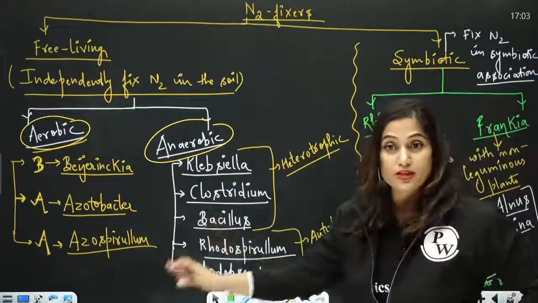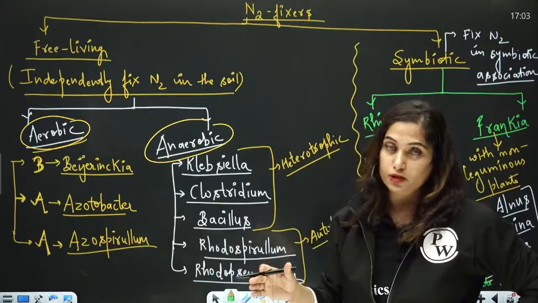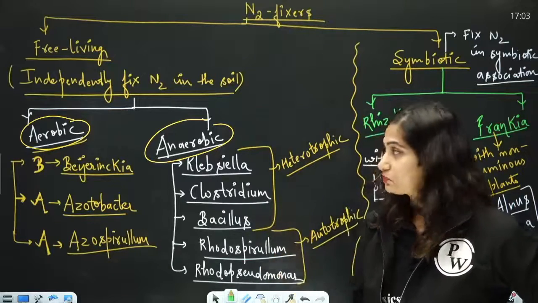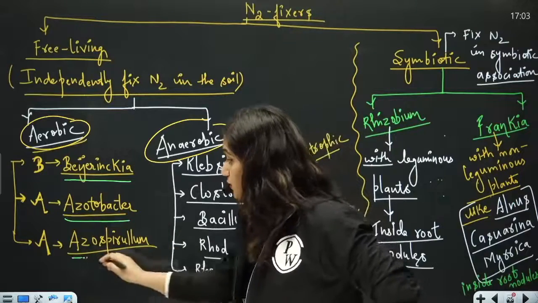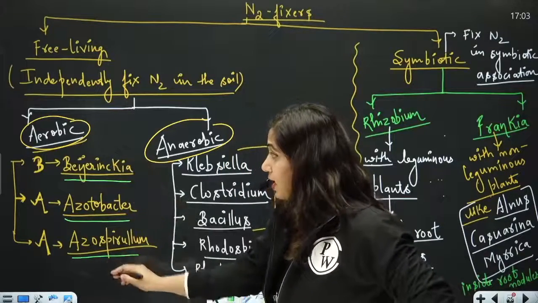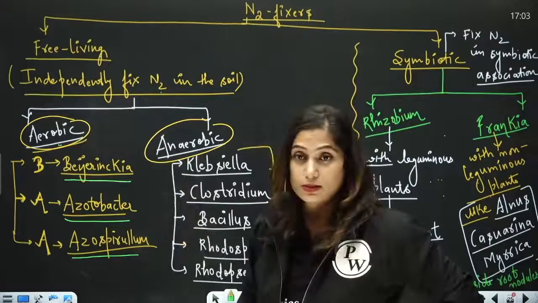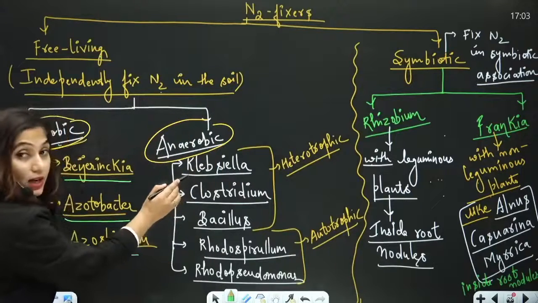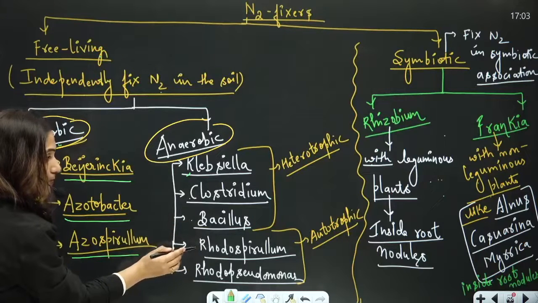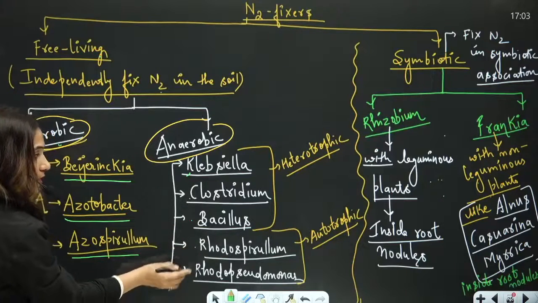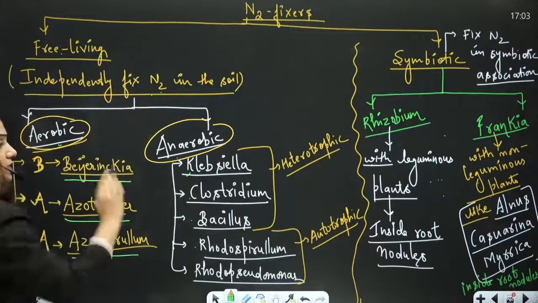These are some examples given here. More than enough for NEET, and a direct question comes. Beijerinckia, Azotobacter, Azospirillum, all these three are aerobic bacteria which are free living nitrogen fixers. Klebsiella, Clostridium, Bacillus, Rhodospirillum, Rhodopseudomonas, these all are anaerobic, free living nitrogen fixers.